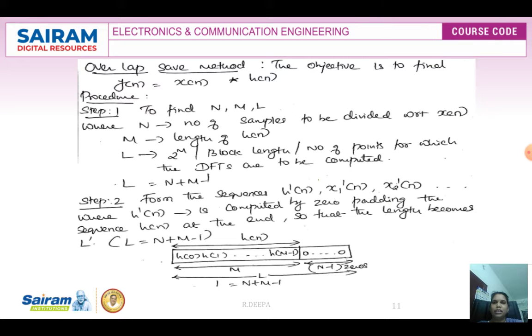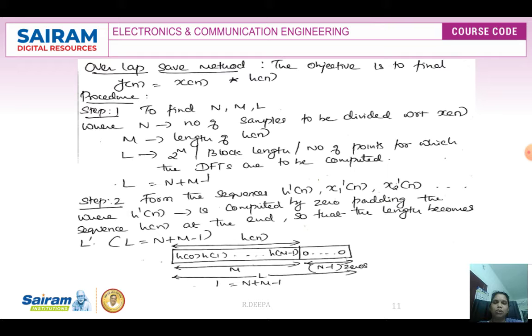So the first step is to find capital N, M and L. N is the number of samples into which we are going to divide x of n, M represents the length of h of n, and L is the block length, which has the formula 2 power of M or N plus M minus 1. As I told, you can use the formula 2 power of M provided the capital N value is not given. If it is given, you can use the formula N plus M minus 1 to find the block length, or sometimes they will give it in the problem statement itself.